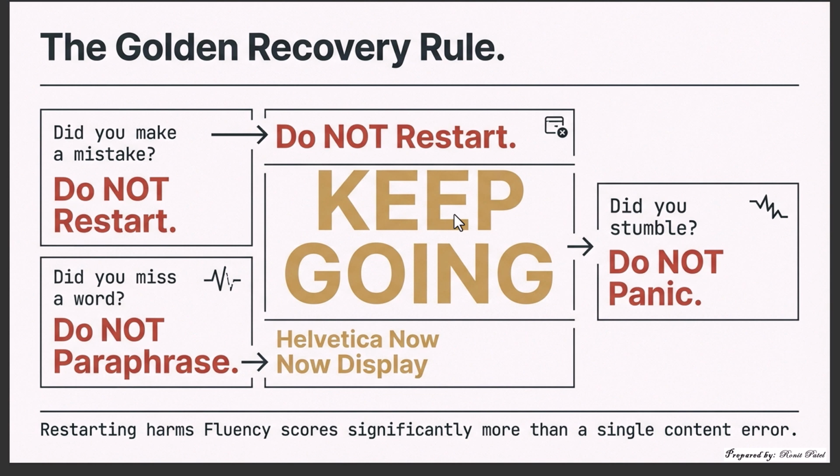So the scoring psychology is surprising. One small mistake, still safe. But restarting the whole thing, major score damage. That's why this slide repeats one powerful message. Confidence is part of scoring. Calm continuation sounds more fluent than perfect but broken speech.